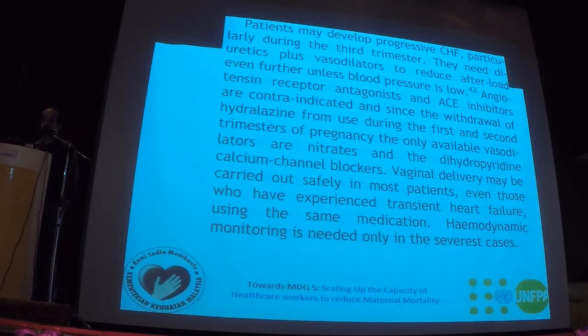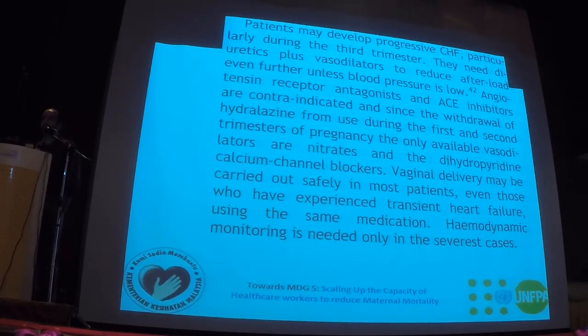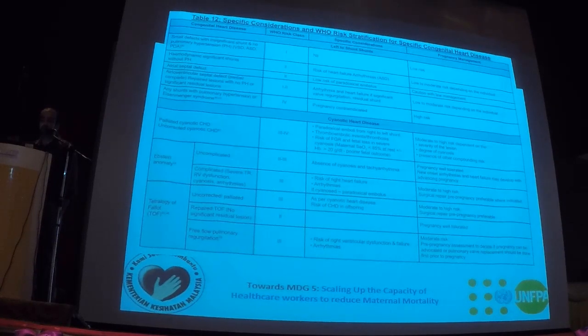Diuretics plus vasodilators can help to reduce the afterload unless the BP is low. ARBs and ACE inhibitors are contraindicated, and the other options are dihydropyridine CCBs, and vaginal delivery may be carried out safely. So hence they need to be admitted for close monitoring, especially for overload, and we can judiciously use diuretics unless the patient develops hypertension. I'm definitely not going to go through this.